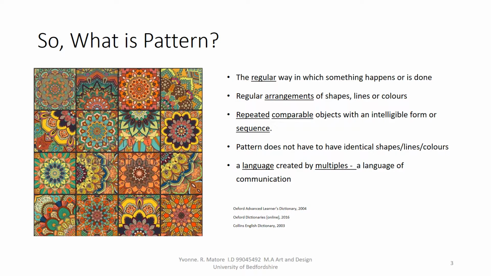So, what is pattern? According to the Oxford Advanced Learner's Dictionary, the Oxford Dictionary, and the Collins English Dictionary, pattern is the regular way in which something happens or is done. Pattern is about regular arrangements of shapes, lines, and colors, and is a repeated, comparable, and intelligible form of sequence. Pattern does not have to be identical shapes, lines, or colors. And the definition I find most interesting is that pattern is a language created by multiples, a language of communication.